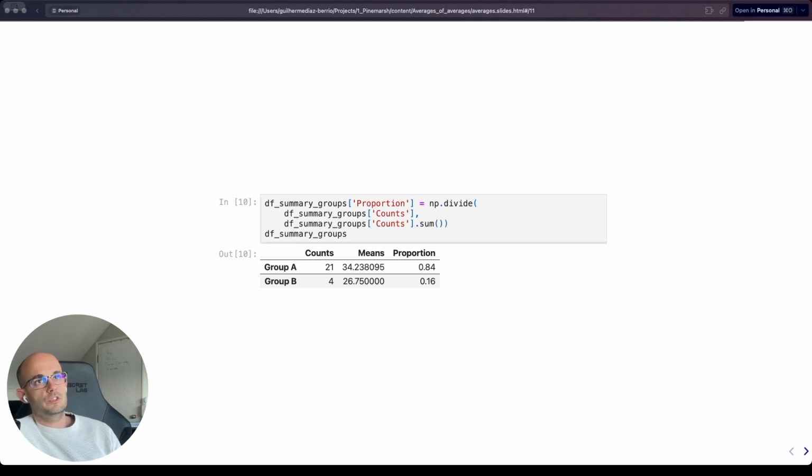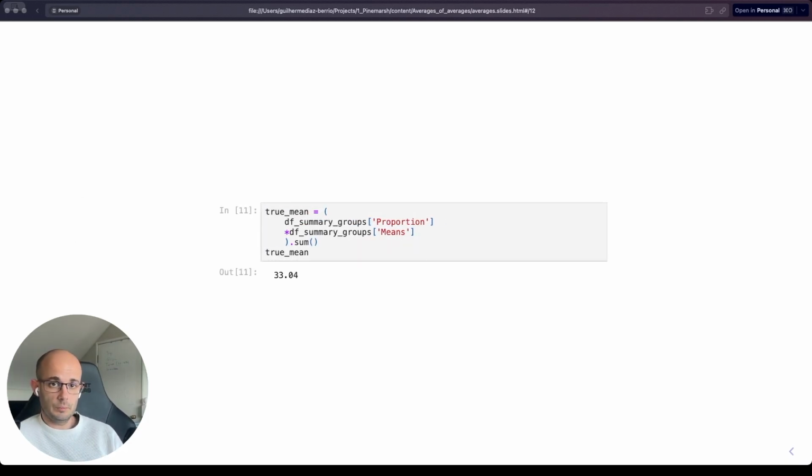So the weighted average is simply the average that is weighted by the proportion of the counts. It's a very fancy way of saying that we need to see what is the percentage of group A in the overall dataset and the percentage of group B in the overall dataset. So simply 21 divided by 21 plus 4 and 4 divided by 21 plus 4. And that will give you 84% for group A and 16% for group B. And now calculating the average is simple. You basically multiply the proportion times the means.